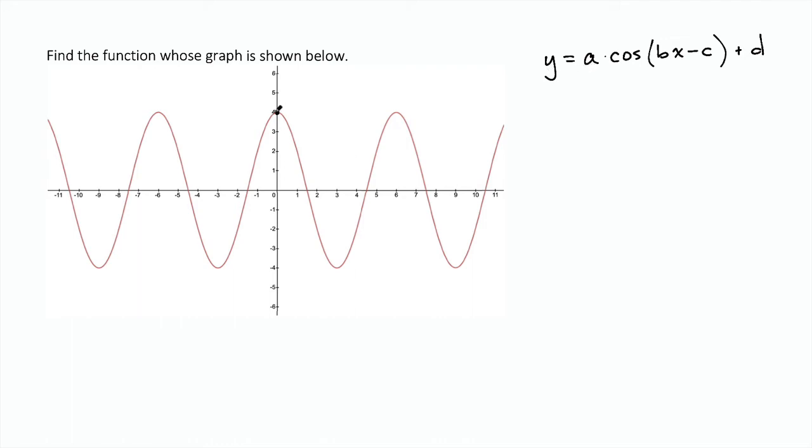The cosine normally starts at a peak, and since we're viewing this as our starting point at a peak, that a will not be negative. So we're going to have a positive 4 for that a.